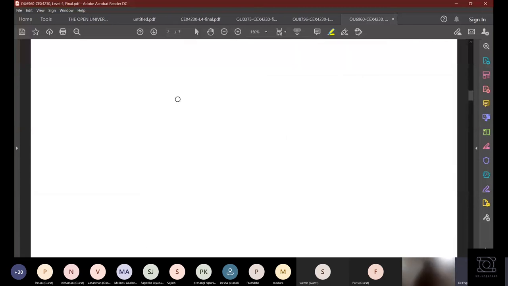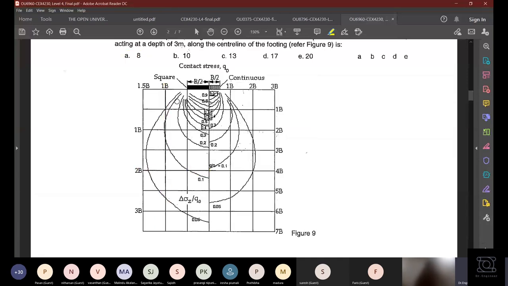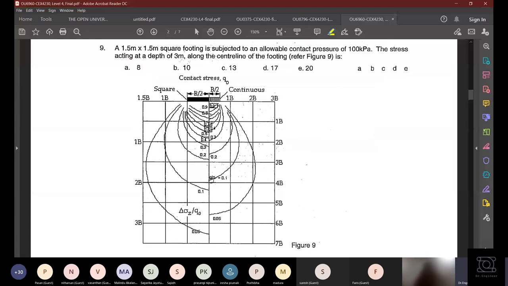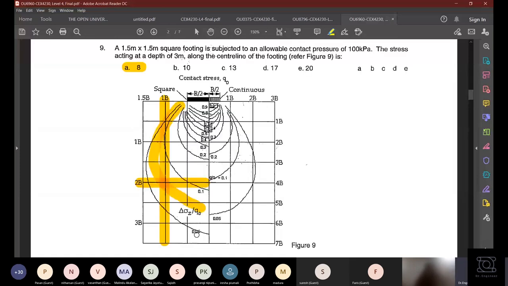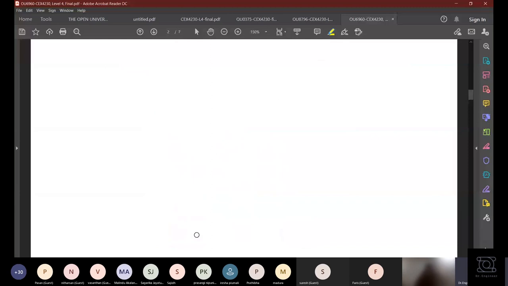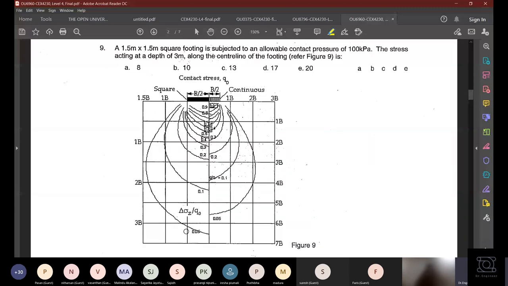There is no pressure bulb in the given diagram, so we have to draw it ourselves, right? If you draw a pressure bulb, it will be something like this. So it is definitely in between 0.1 and 0.05, isn't it? What would be the maximum value? The maximum value would be 0.1. 0.1 times 100 is 10. What would be the minimum value? That is 0.05 times 100, that is 5. So our answer should be within 5 and 10, right? It is definitely not equal to 5 and not equal to 10, so it is an in-between value. So the only possible answer is 8, right?